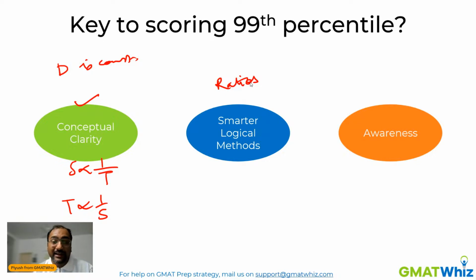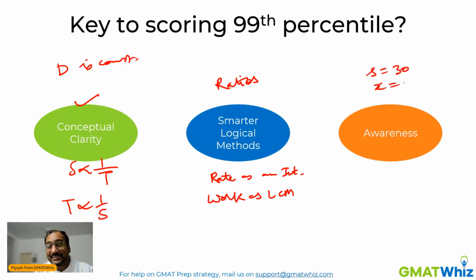And there is another smarter method where you take rate as an integer. We talked about that in time and work. You take work as LCM. Okay, that's what you can do, and that's a smarter method. Awareness is when you take S as 30 and X as, what did we take X as? Did we take it 10? I think, yeah, 10. So awareness is that you look at the options, you see, okay, S and X are not there, D is not there. I don't care which numbers we use. They are not in the options. That means they get cancelled out. So I can take any number. That's what awareness is. Awareness is about looking at options, how far away they are, and then working at it.